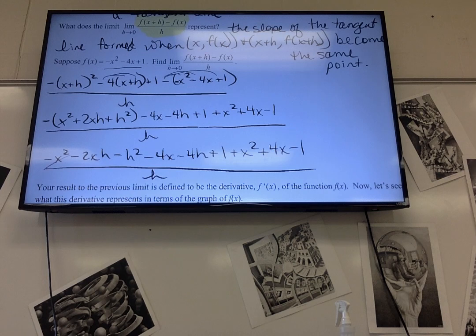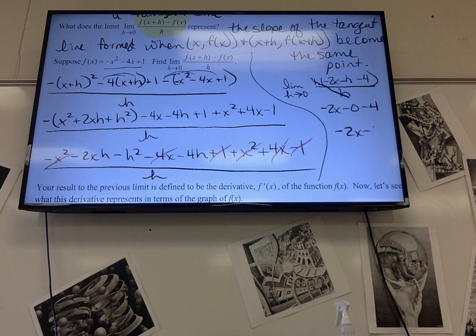Yeah, that's okay. So the x squareds cancel, the 4x's and the 1's. You only got that little bit there, all over h. And then what? Leaving us with the limit as h approaches 0 of, I'm going to factor out an h, so negative 2x minus h minus 4 all over h. Those will cancel. Yep, h is canceled. And then you plug in 0 for h. So it's negative 2x minus 4.